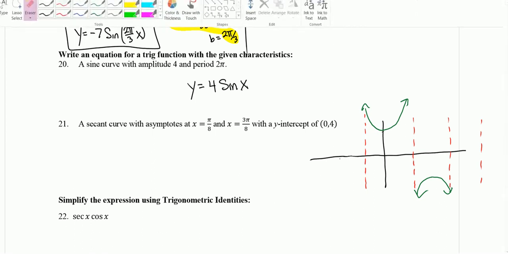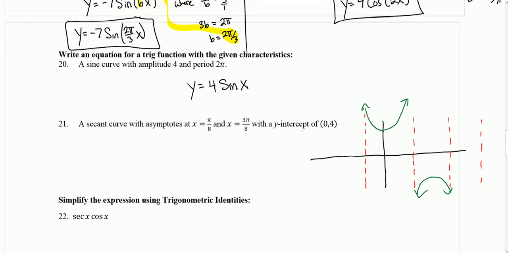And so now I'm going to put in a few things here. So first of all, notice we have a y-intercept at 0, 4. So the height here is at 4, which tells us that we have the equation y equals 4 times the secant of b times x. And we've got to figure out what b is. We also know we have asymptotes at pi over 8 and another one at 3 pi over 8.